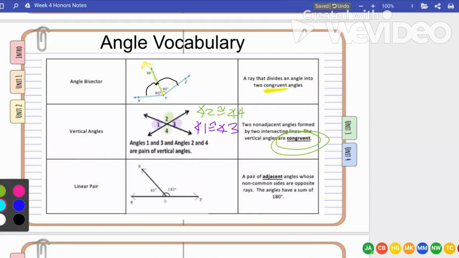Last but not least, we have a linear pair. If you look at angle MOP, this angle forms a straight line. We said straight angles add up to be 180 degrees. Linear pairs have to be adjacent or touching, and they have to add together to equal 180. So they have a sum of 180 degrees.